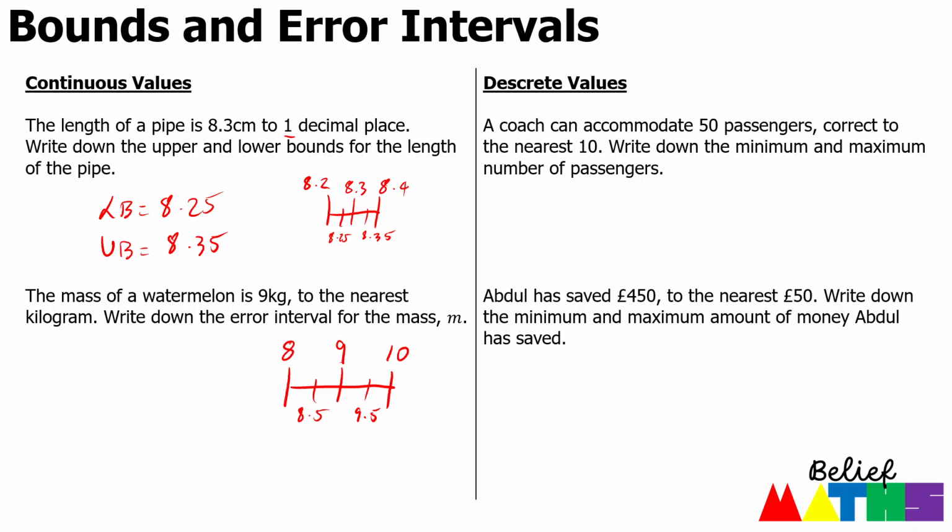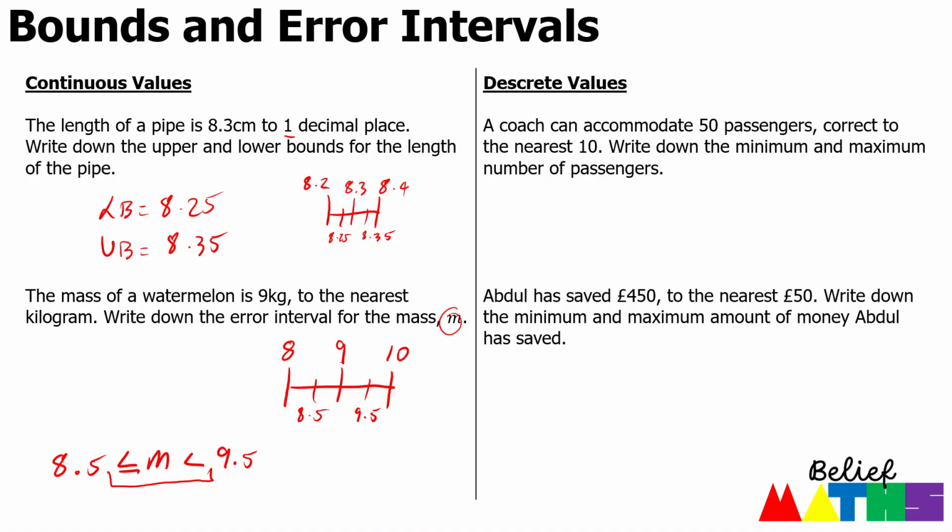Now for your error interval, you write your lower bound, 8.5, is less than or equal to m. It's always less than or equal to, and then is less than 9.5. And this middle bit is always the same. The letter might change. This told us it was m, but it could be x, it could be t. But it's always the lower bound, the upper bound, and then it's always less than or equal to on the left, and then less than on the right. Now that's when we have continuous values, things like mass, length, etc.